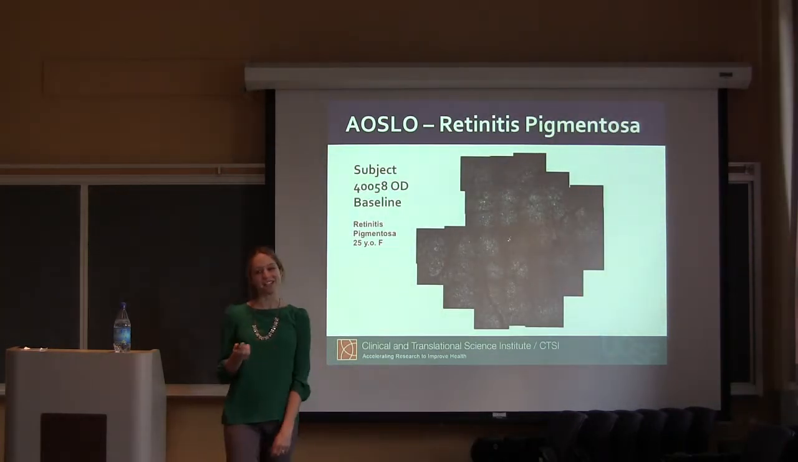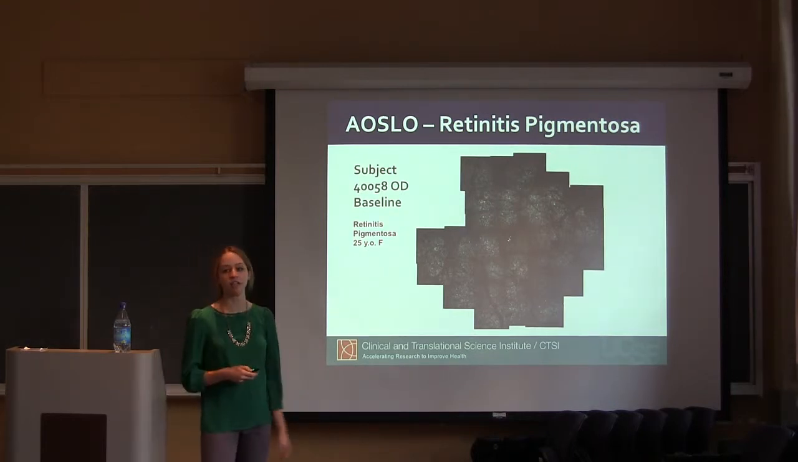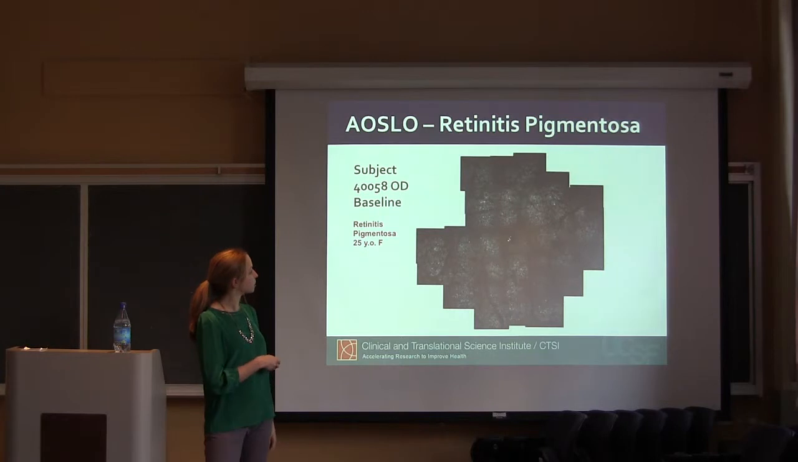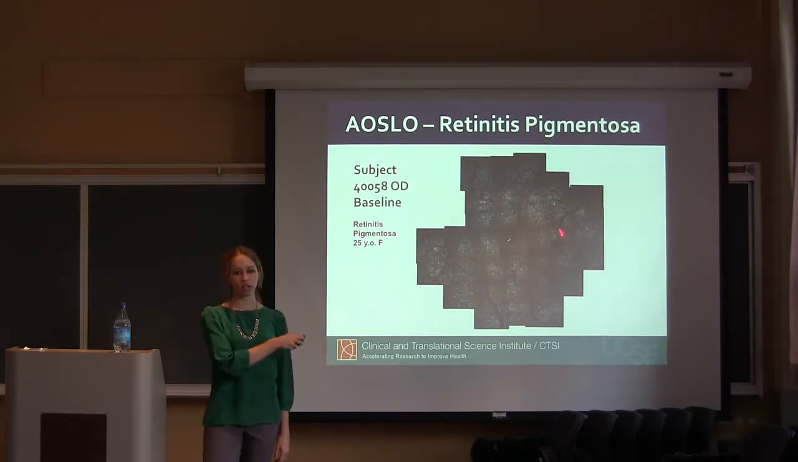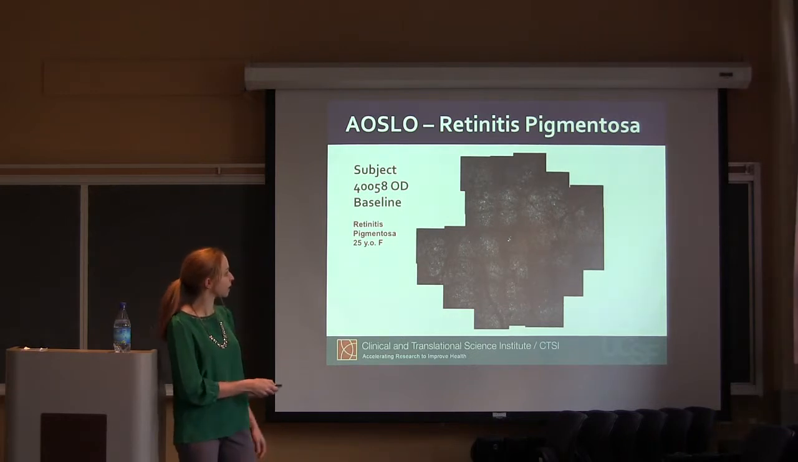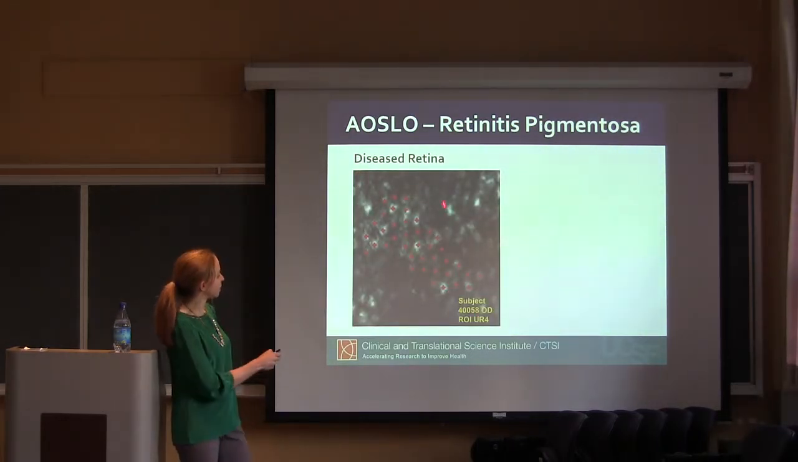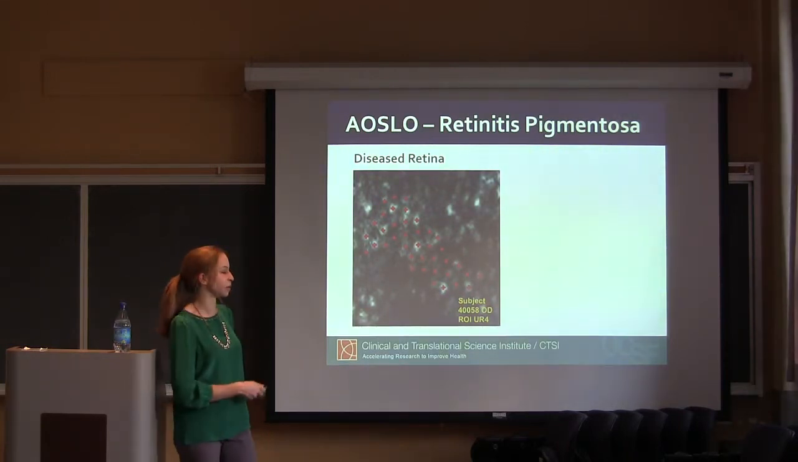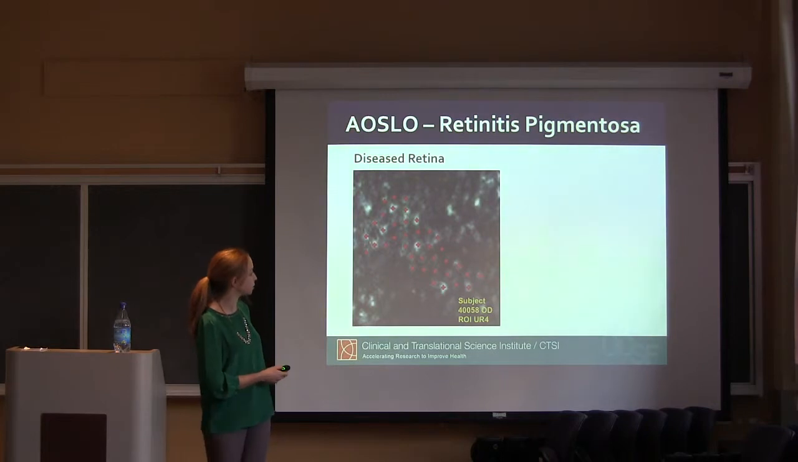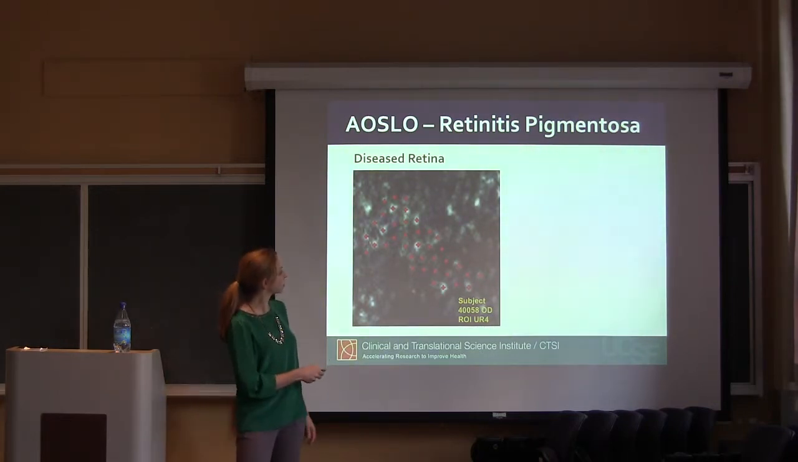So now it gets a little bit more challenging when we're working with the patients with RP that are in our study. So this is a 25-year-old female. This is the montage that we generated from imaging her eye at baseline. And you can see right away that just the quality of the image is not as crisp here. So it's a little bit more challenging to identify what we think are unambiguous cones.